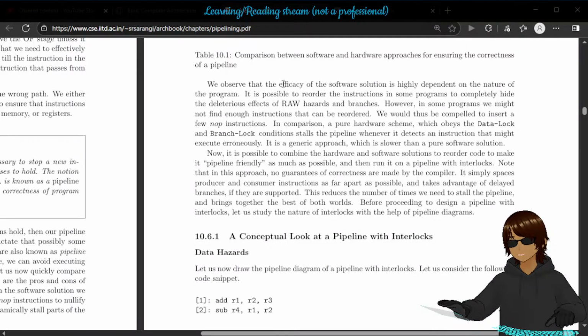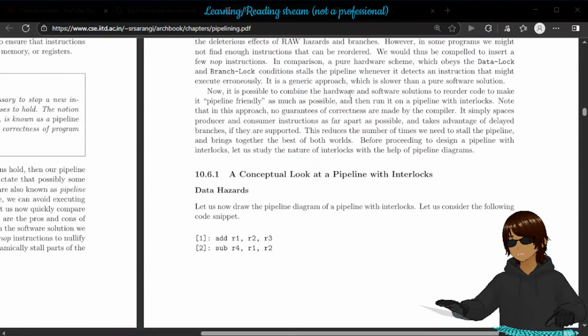We observe that the efficacy of the software solution is highly dependent on the nature of the program. It is possible to reorder the instructions in some programs to completely hide the deleterious effects of read after write hazards and branches. However, in some programs, we might not find enough instructions that can be reordered. We would thus be compelled to insert a few NOP instructions. In comparison, a pure hardware scheme which obeys the data lock and branch lock conditions stalls the pipeline whenever it detects an instruction that might execute erroneously. It is a generic approach, which is slower than a pure software solution.